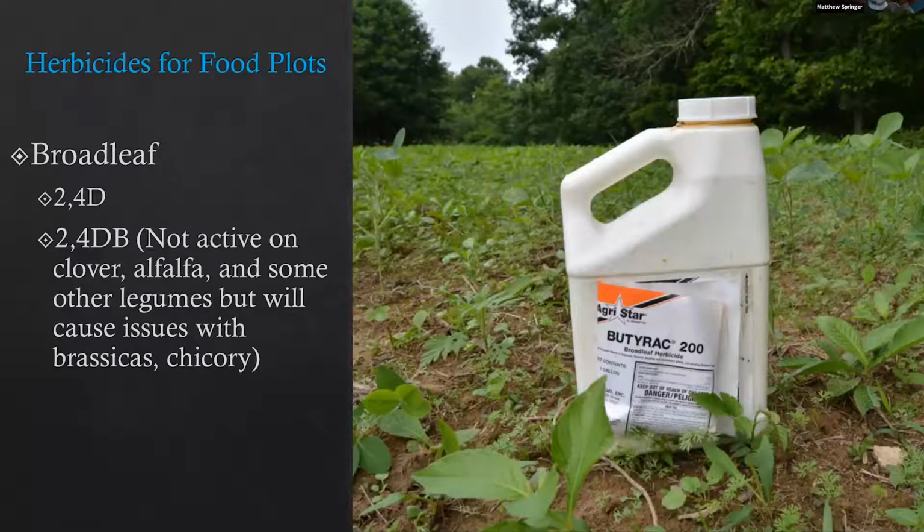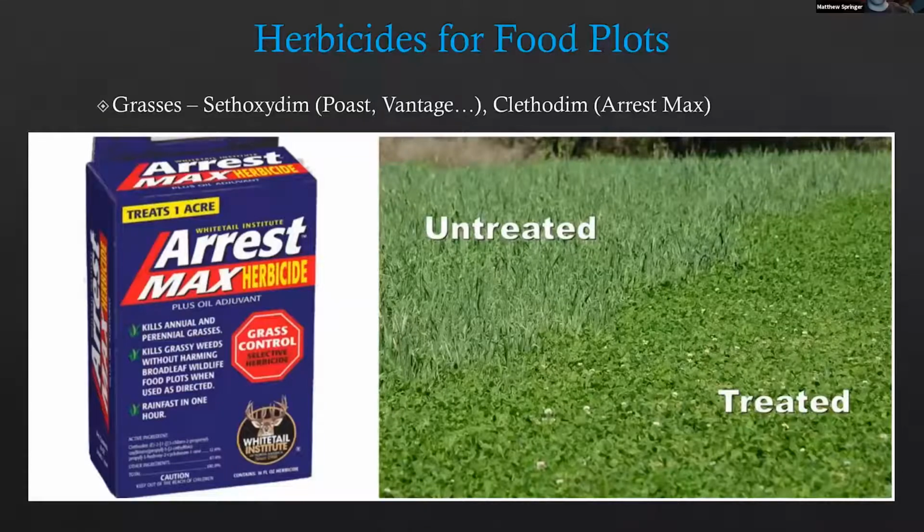Then, when you have grasses that pop up, you have 2 different options. The common ways you'll see them are either as Post or Vantage, or also Arrest Max is the other company name that you'll see in the store. What these really do is allow you to treat any grasses that pop up in a broad spraying fashion, especially useful in places like clover plots, as you see in the picture.